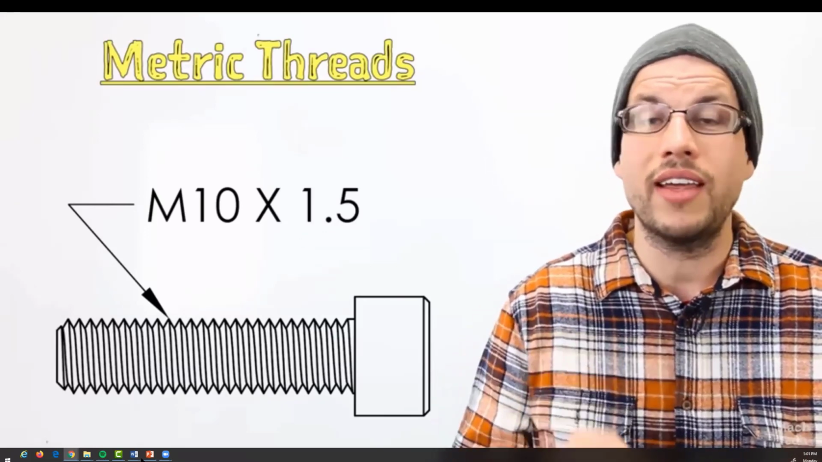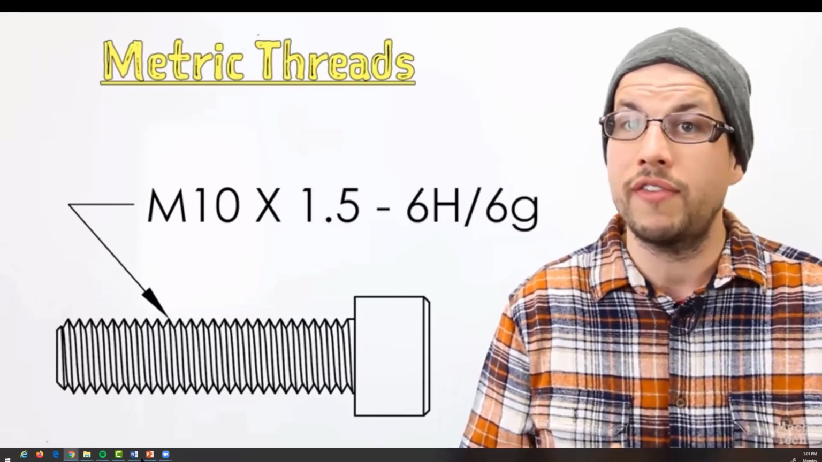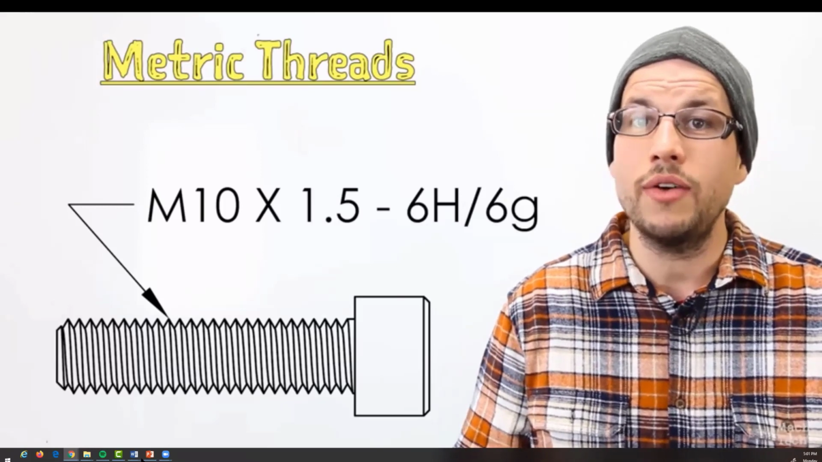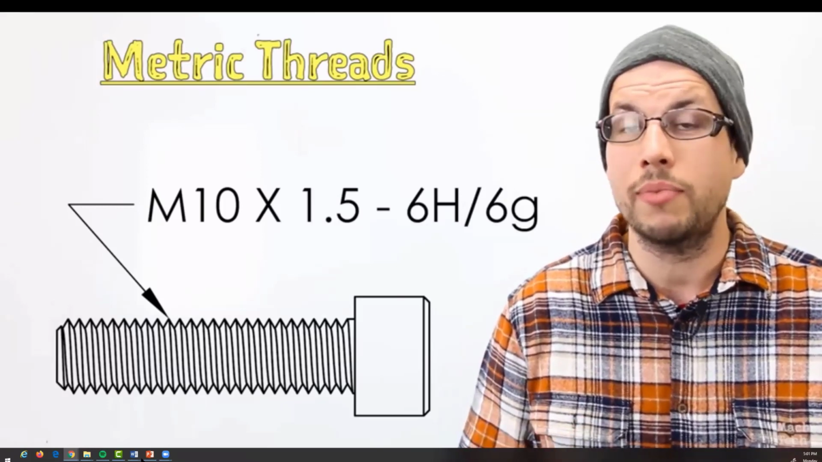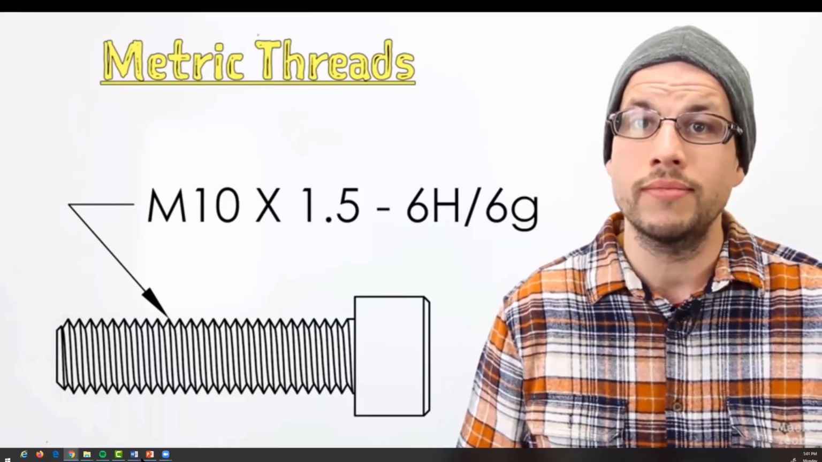Finally, although there is a system of numbers and letters for designating tolerance and class of fit for metric threads, honestly, it's a little too complicated to give an in-depth explanation here, and in any case, it's kind of unusual to see it on a print.